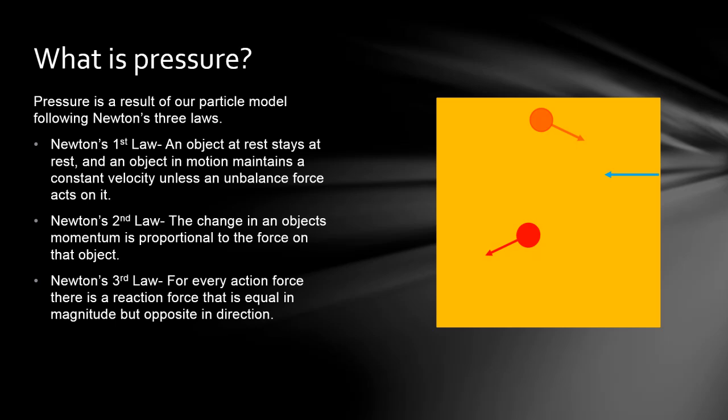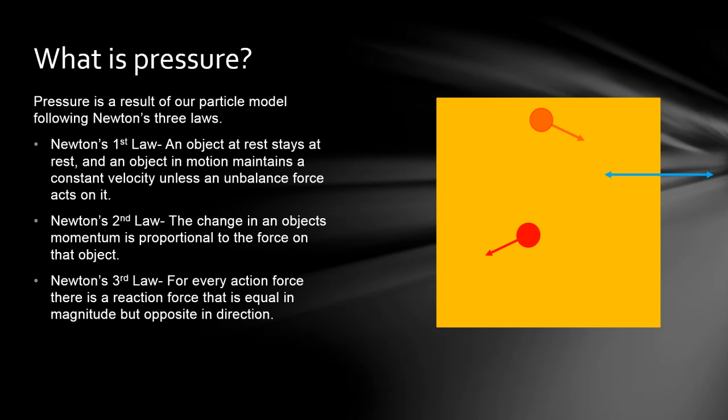If there is a force on the molecule from the container, then there must be a force on the container from the molecule that is equal in magnitude but opposite in direction. And this is Newton's third law. So now we have a force on the outside of the container, and that is what we use to define pressure. This was an example of only one molecule.